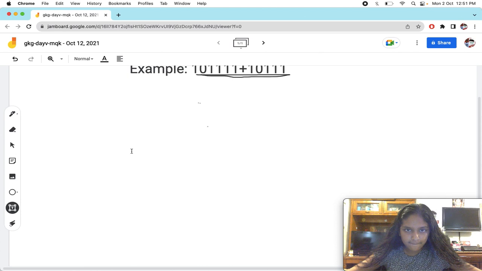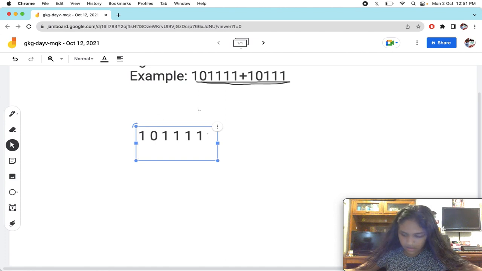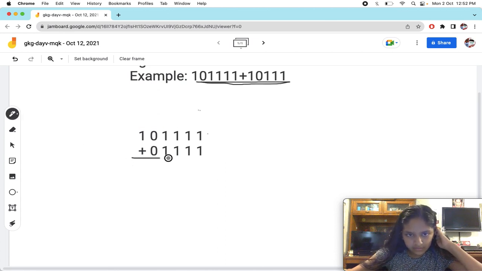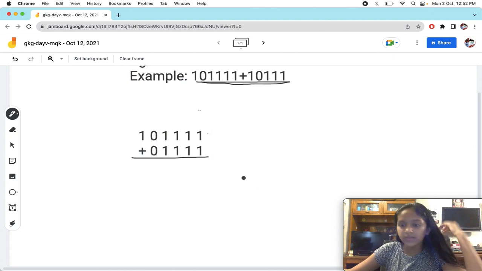1 0 1 1 1 1. Then plus, I'm writing it in gaps so that it's easier. 1 1 1 1. Perfect, right? So now we have done this. To do this is very easy.